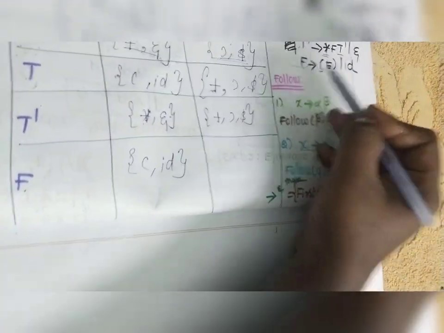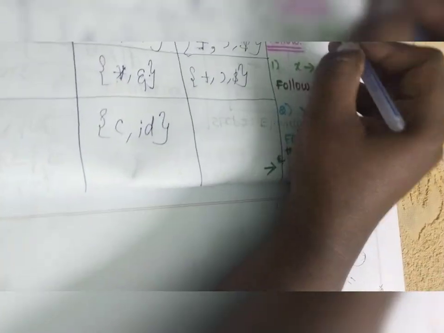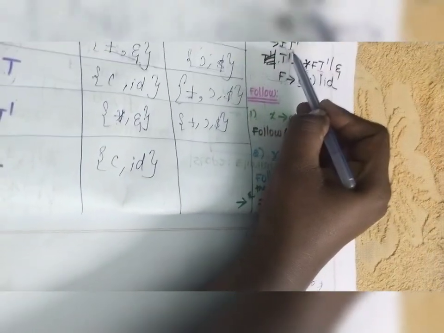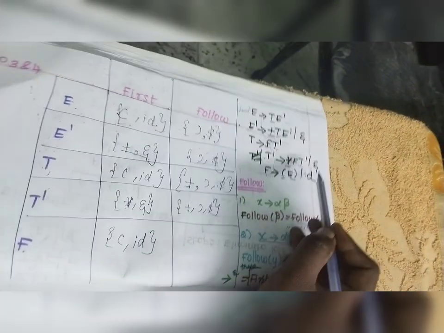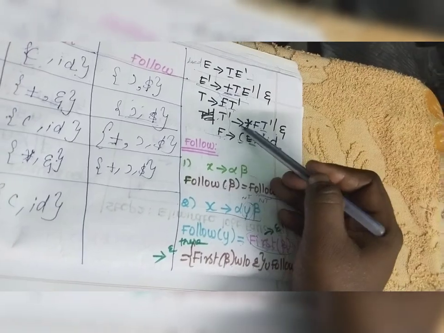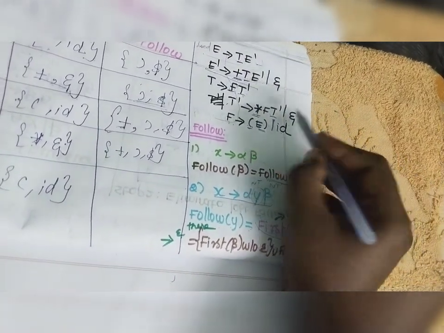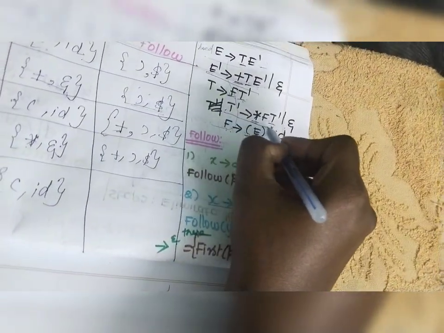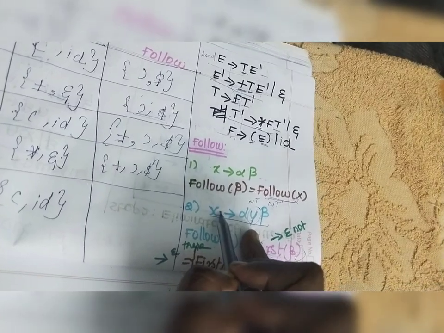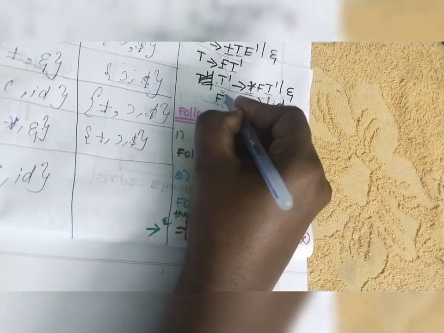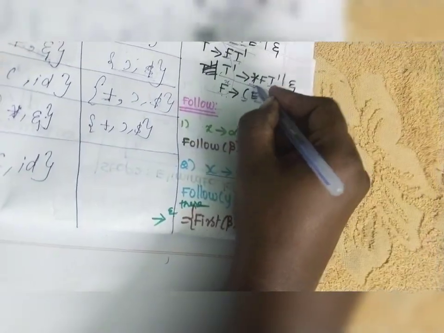Then for F. F is followed by anything? F is followed by a non-terminal again. When a non-terminal comes, you have to choose this production or this production, anything. Then compare this production to this one. What is X? T dash is X. What is alpha?